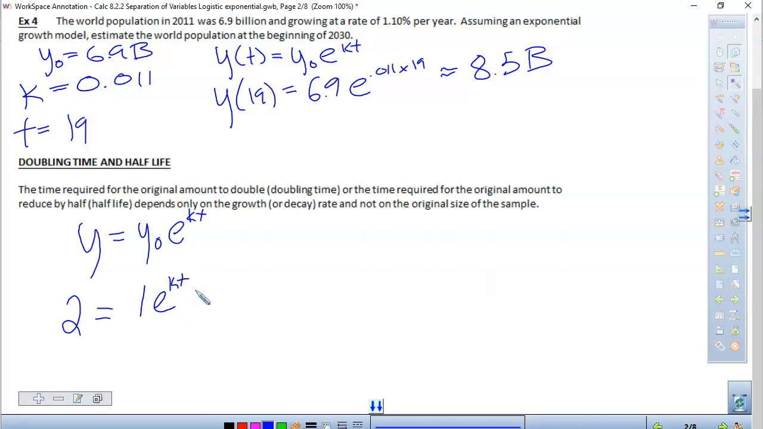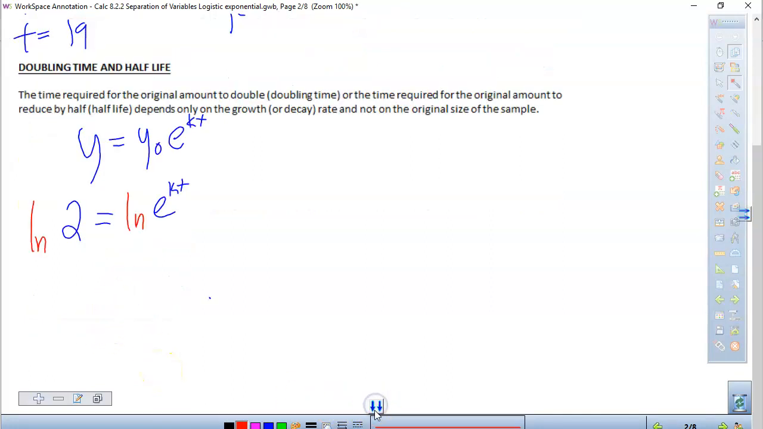Okay, how am I going to solve this? I don't need the 1 in there anymore, so I'm going to get rid of the 1. You can natural log both sides. If I natural log both sides, that's the only way I know of getting the numbers out of the exponent and down below.